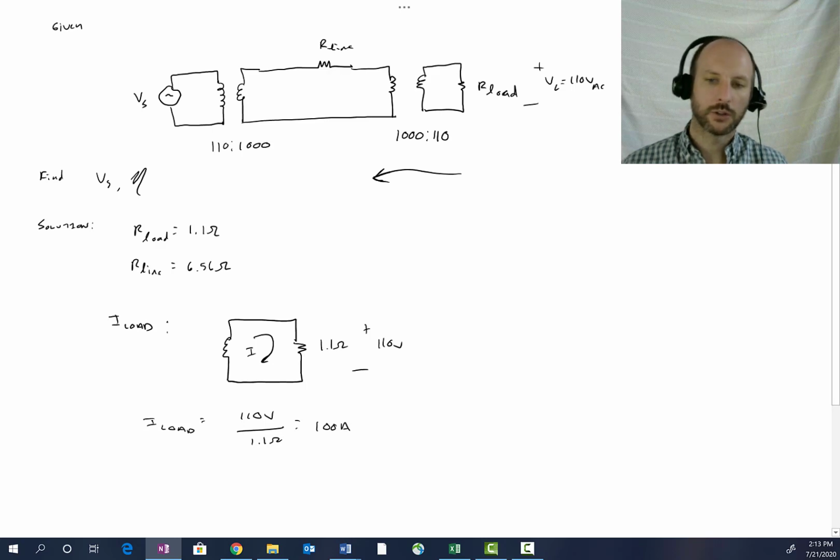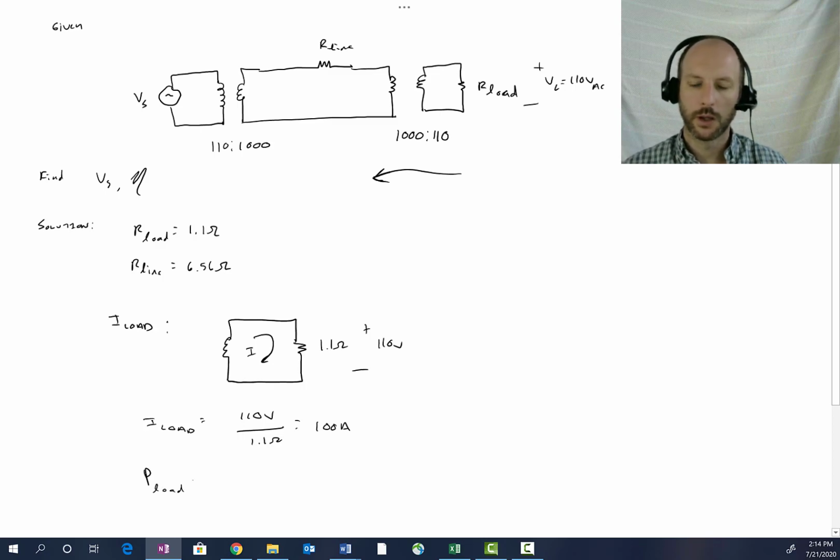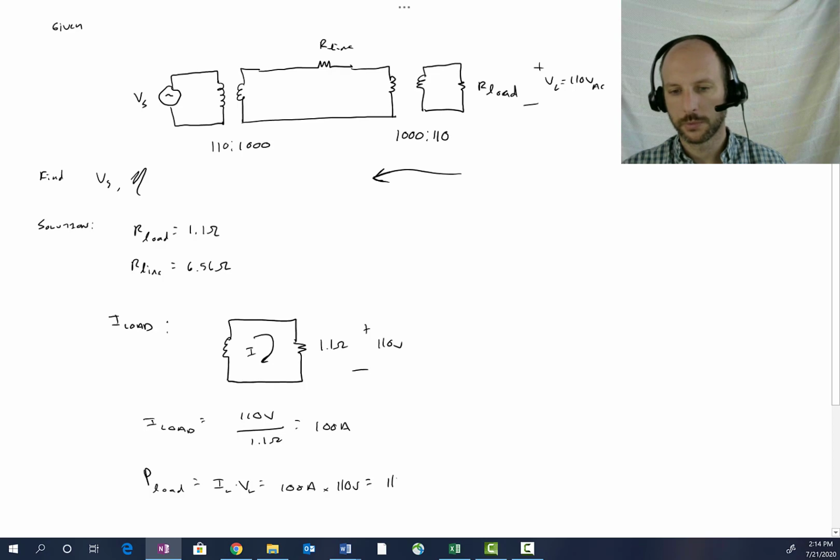And now I need to transfer that current and the load voltage through the transformer into the distribution system. Well, before I do that, I do need to calculate efficiency later, so I'm going to go ahead and calculate how much power is absorbed by that load. So there's a couple ways to do this. Power is V squared over R, or I squared R, or I times V. So I'm going to use the I times V method. So 100 amps times 110 volts is 11 kilowatts. So same load consumption as in the previous example.